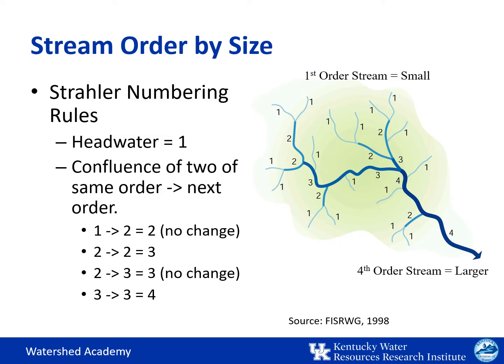In this classification scheme, first through third order streams are typically known as headwater streams. It's estimated that 80% of the world's waterways fall into this category. Fourth through sixth order are typically considered medium streams, although the terminology may differ somewhat. And seventh order or larger constitutes a river.